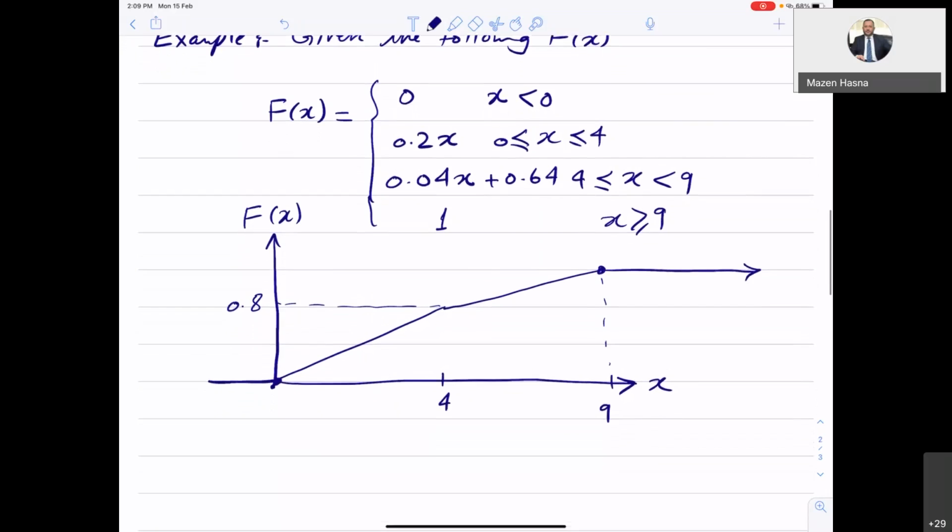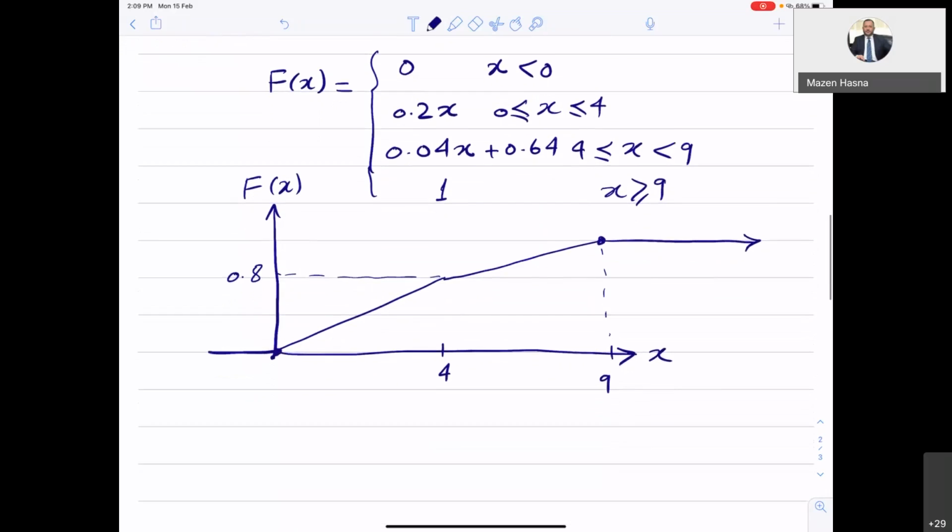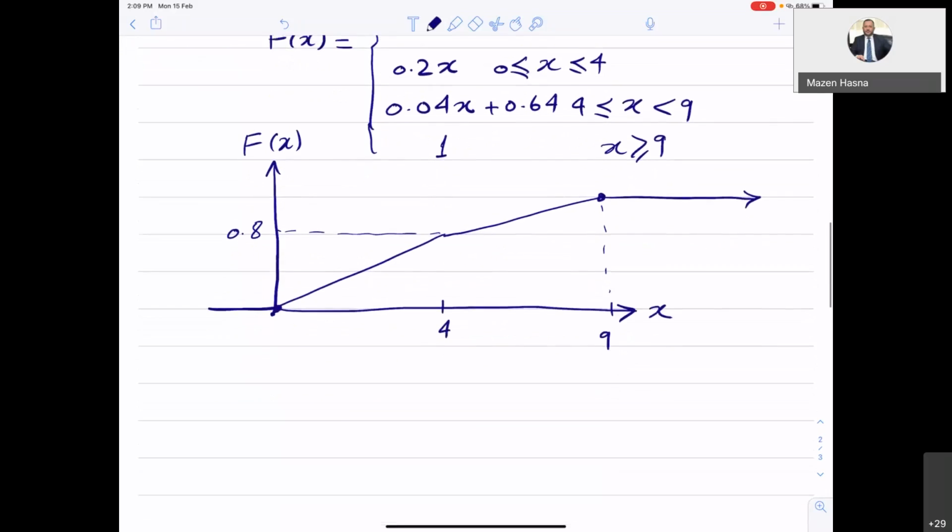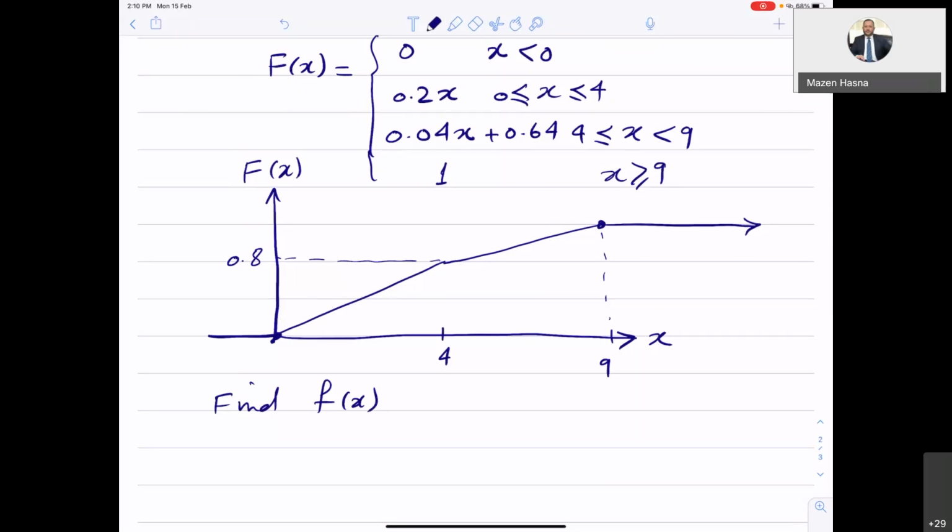Now I can ask you, what's small f of x? Find f of x. How do you find small f of x? Find the derivative. We establish the relation between them.